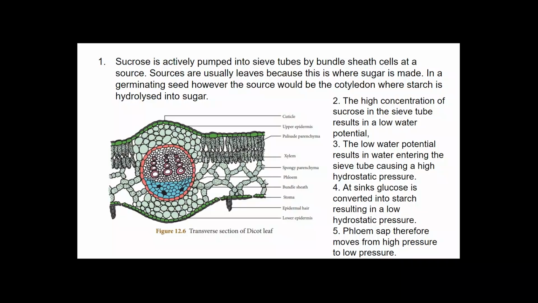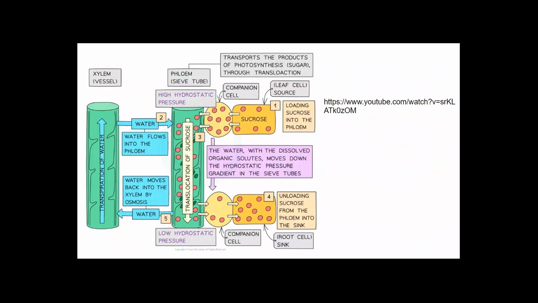The high concentration of sucrose in sieve tubes results in a low water potential. The low water potential results in water entering the sieve tube, causing a high hydrostatic pressure. At sinks, glucose is converted into starch, resulting in a low hydrostatic pressure. And phloem sap therefore moves from high pressure to low pressure. And this is illustrated here.